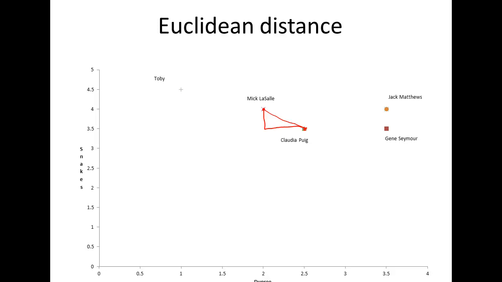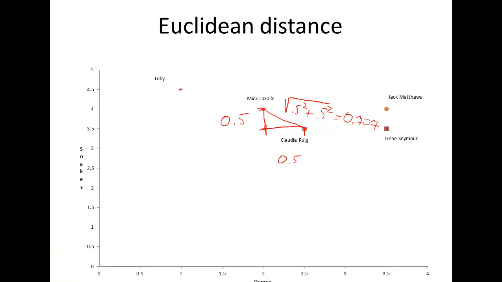For instance, the difference along the y-axis here is 0.5, and the difference along the x-axis is 0.5 as well. So that tells us that the difference between Mick Lasalle and Claudia Puig, namely the distance between them, is 0.5 squared plus 0.5 squared. Those two summed, then the square root taken, so it's 0.707.